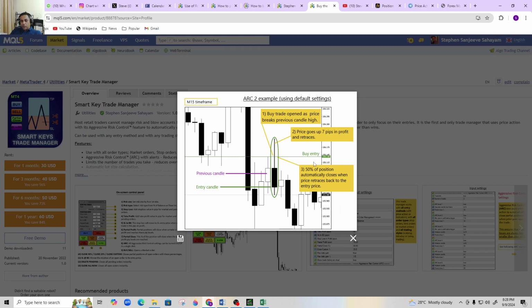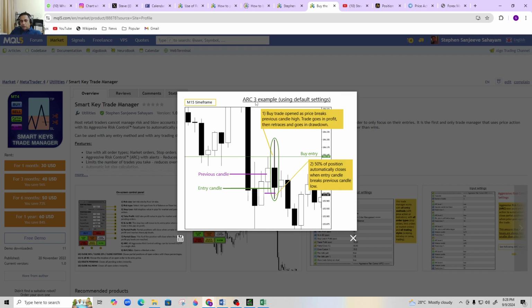Again, you can set whatever values you want. It doesn't have to be 7 pips. It can be 5, 10, or 50. The percentage can be whatever you want. These are just the default settings. As explained here, this is the previous candle and this is the entry candle. Price went up and came down. If you had your full risk, you got stopped out. But by using aggressive risk control, ARC level 2, you were able to lose less than what you planned. Same with ARC 3.